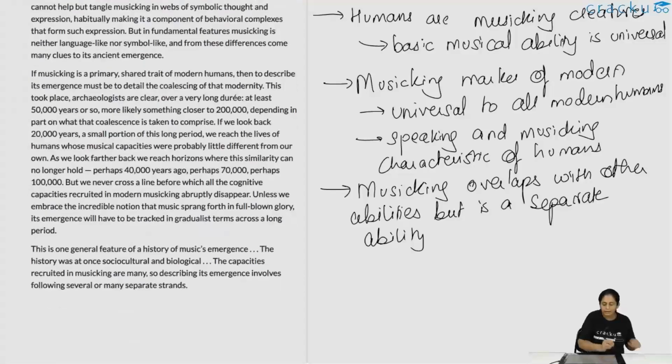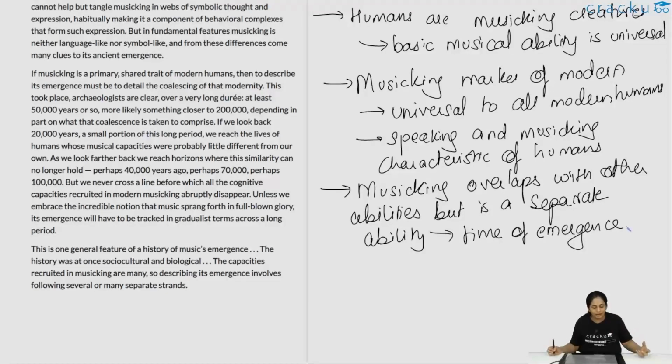Okay, and why is this important? Why is this important that it is a separate ability? Because then you can actually trace when it evolved. Because if it was something that evolved along with speech and symbols, then you'll have to trace it with speech and symbols. But if it is a separate capacity, you have to think of when it evolved, and you can separately identify when it evolved as such. Time of emergence can be checked as such.